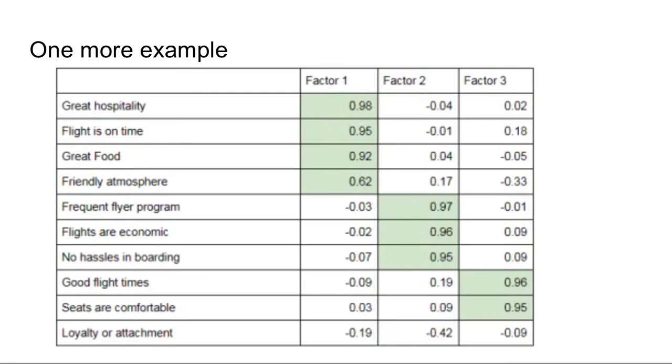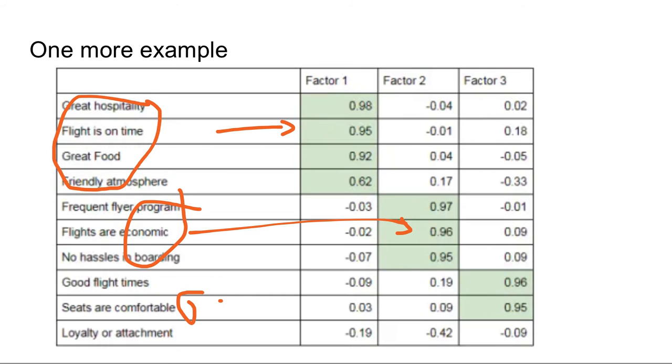Here is the other example, that is the simple model. The first 4 items all contribute to factor 1, the following 3 contribute to factor 2, and the upcoming 2 contribute to factor 3.